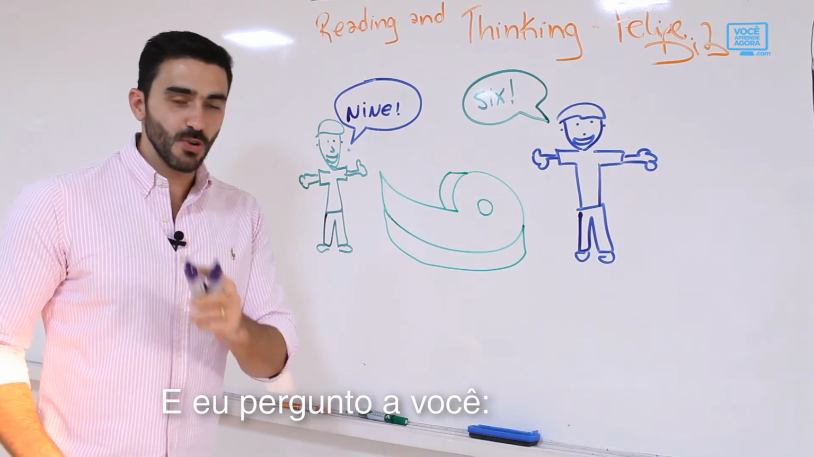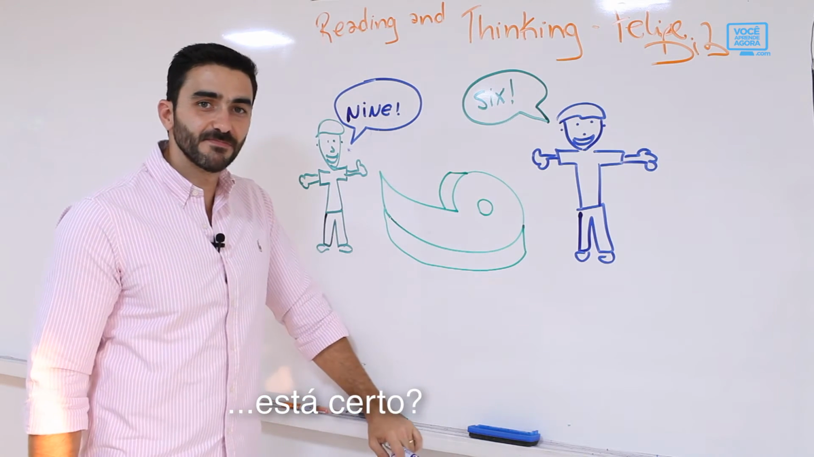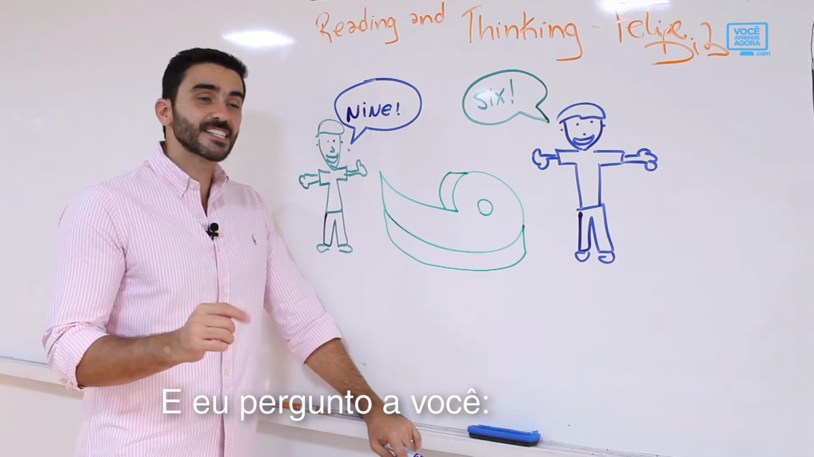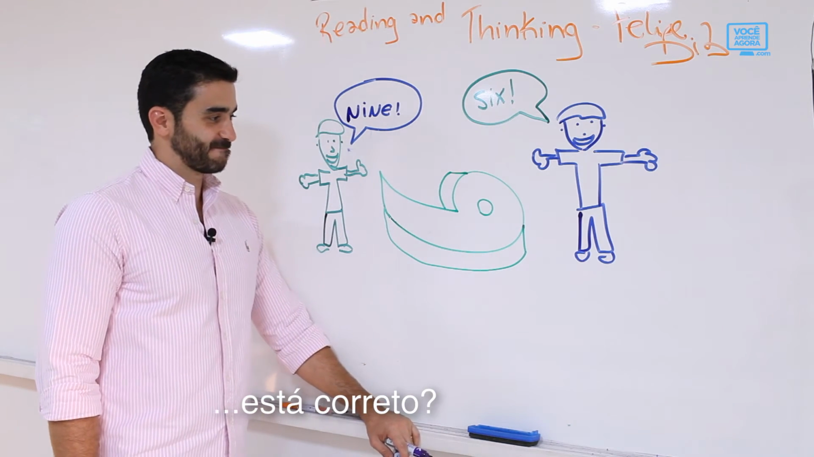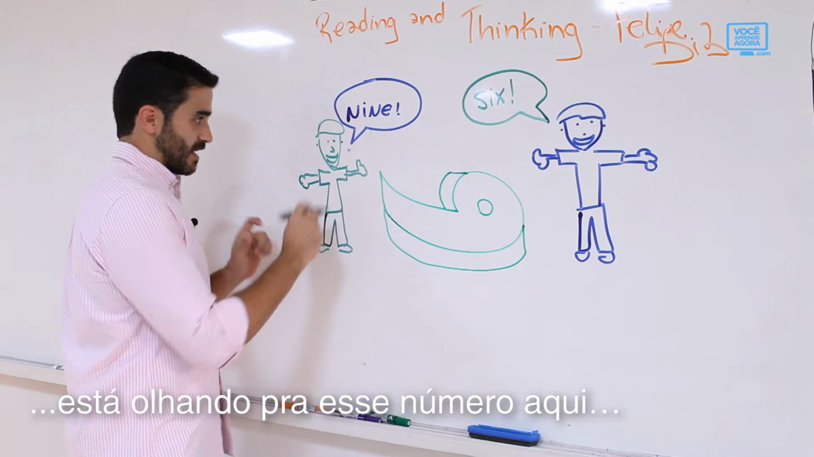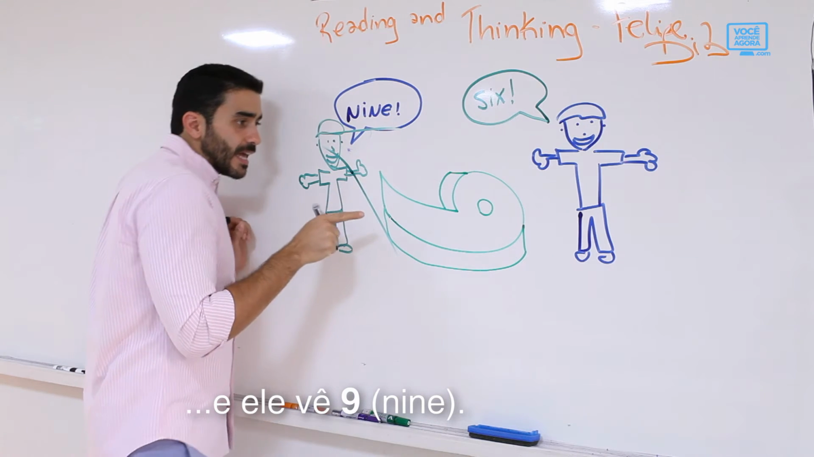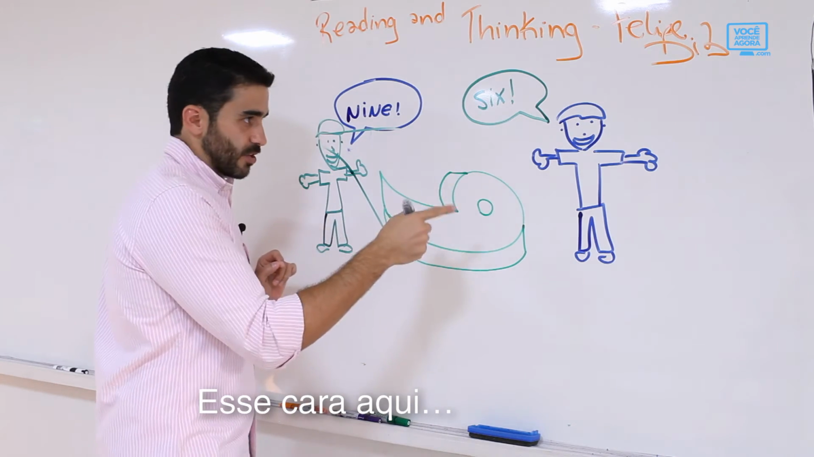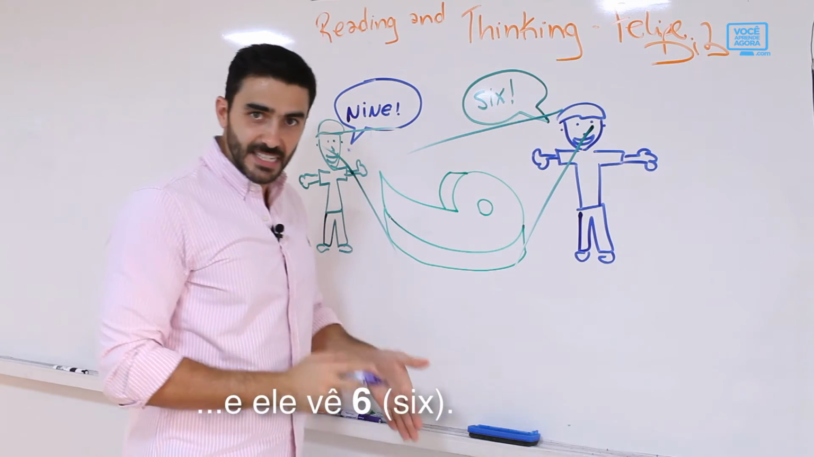And I ask you, is this guy here correct? This guy is looking at this number here, and he sees 9. This guy here is looking at this number here, and he sees 6.